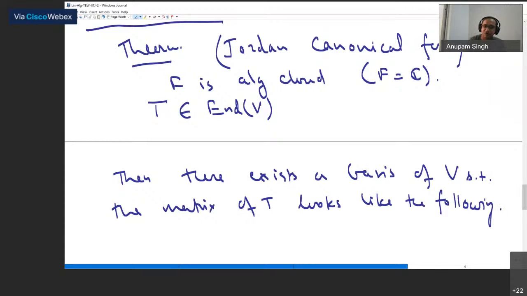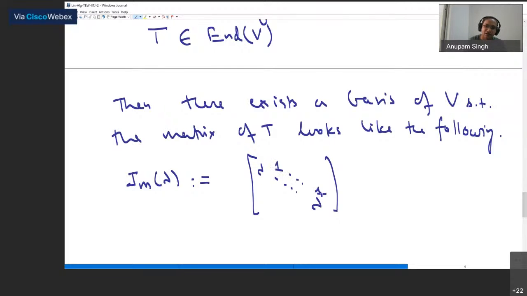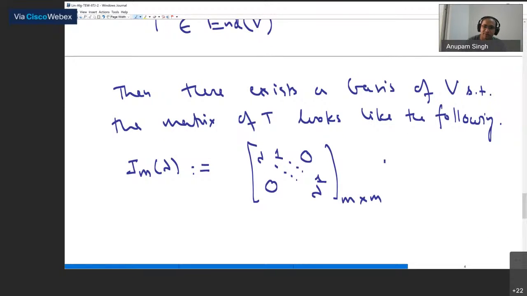To define what it looks like, we first define what is called a Jordan block. Let's say a Jordan block of size m with respect to lambda. Lambda is some scalar. This is just a notation. So I write like this. You put lambda, lambda, lambda on the diagonal and 1, 1, 1 above the diagonal. Even if you take 1, 1 below the diagonal, it's fine. Some books or some people take 1 below the diagonal. Either notation is fine. So it is an m by m matrix with lambda on the diagonal. This is usually called a Jordan matrix, elementary Jordan matrix or Jordan block.